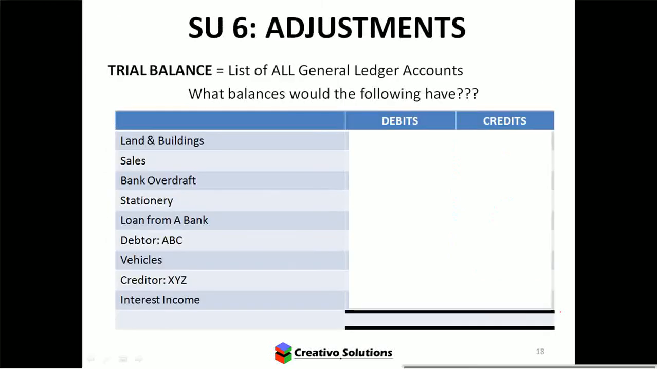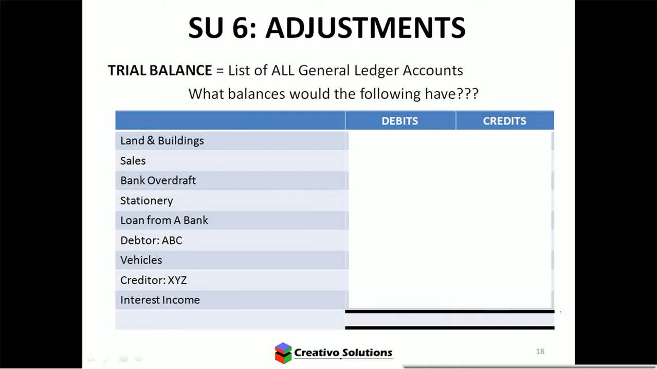Okay, nice. Right, so let's see if you know what these balances are going to be for these accounts. I want to know, what balance do each of these accounts have? How do I know what balance they'll have? You need to know if it's an asset or an expense or a liability. Correct. So what is land and buildings? It's an asset. Good. So debit or credit? Debit. Perfect.